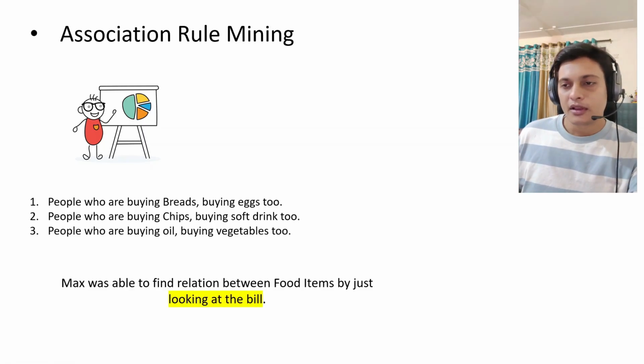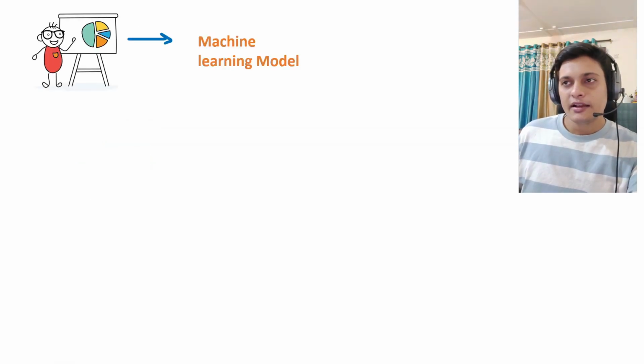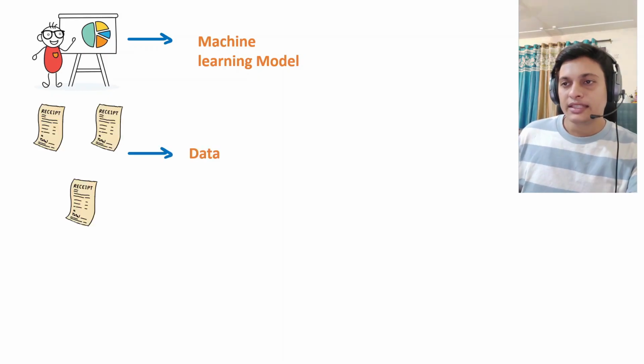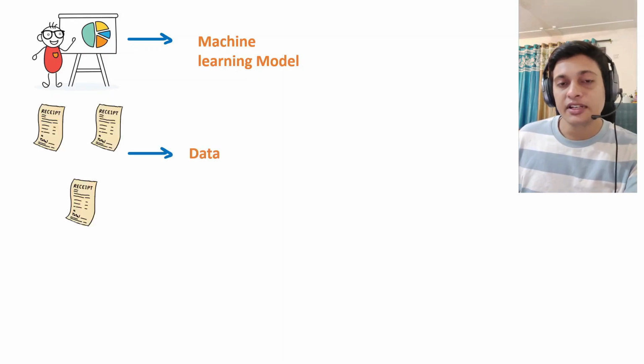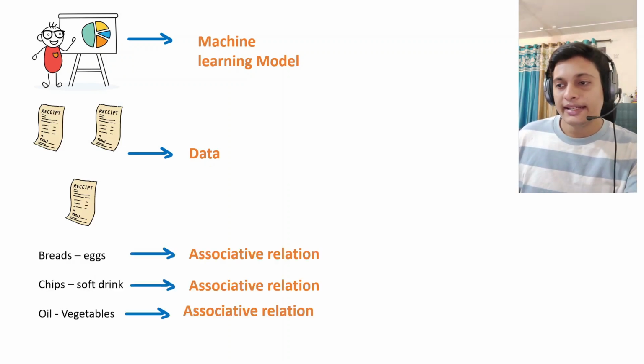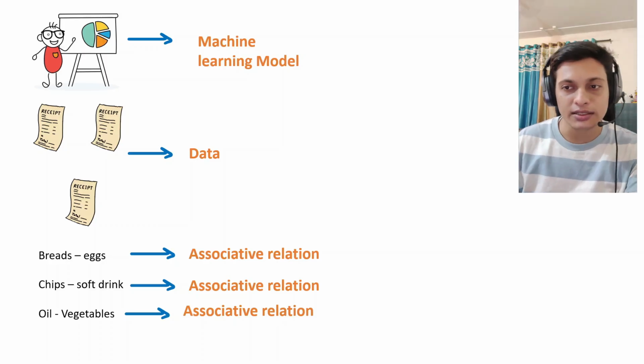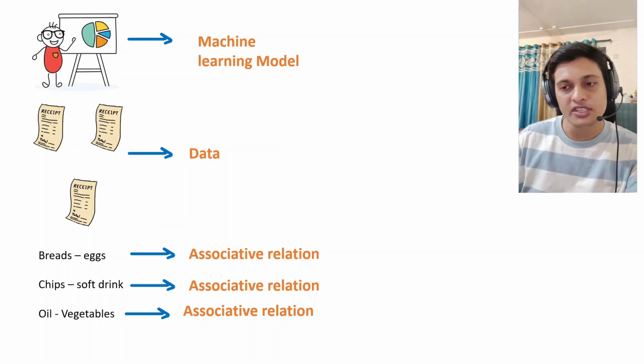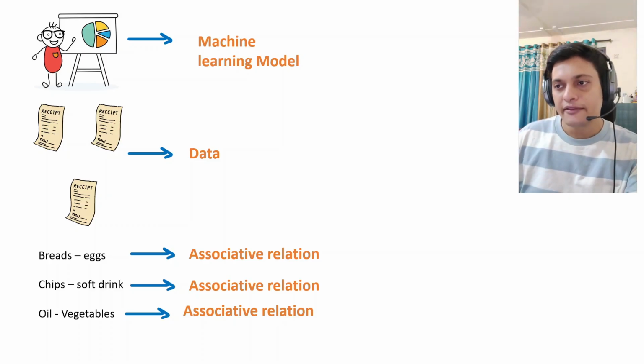Just by looking into the bills, and from here, Max was again our machine learning model. These receipts, these bills were our data. And what our machine learning model did, it created the relation between the food items. It associated the items from one to another, like from bread to eggs, from chips to soft drink, from oil to vegetables.